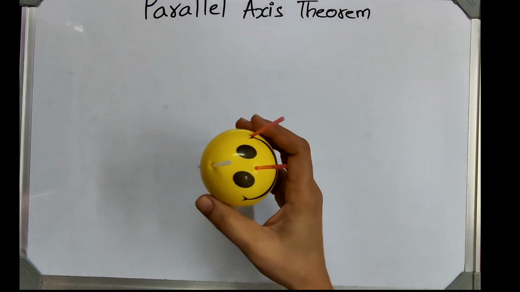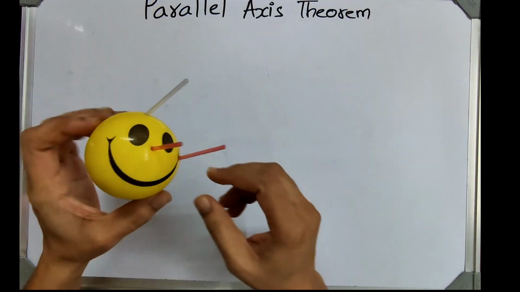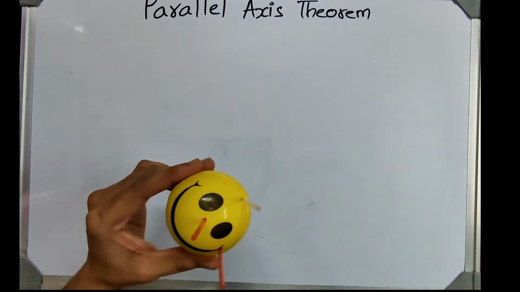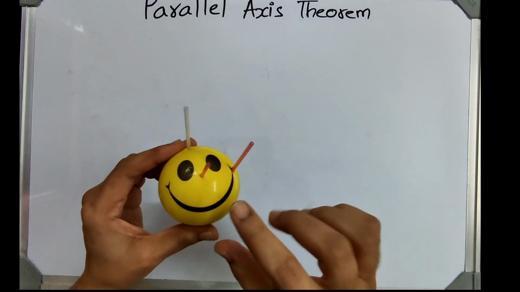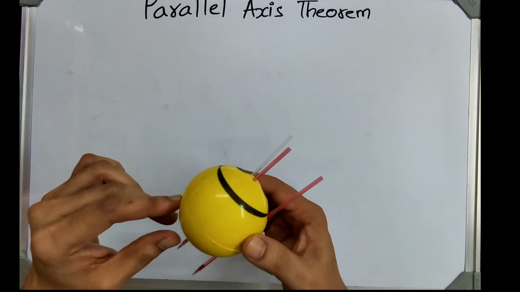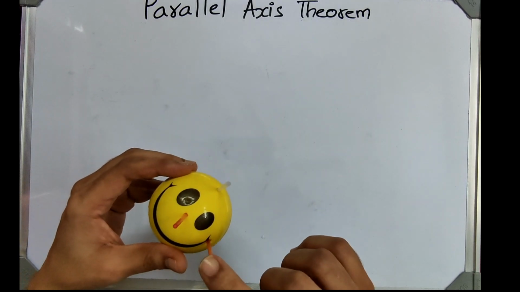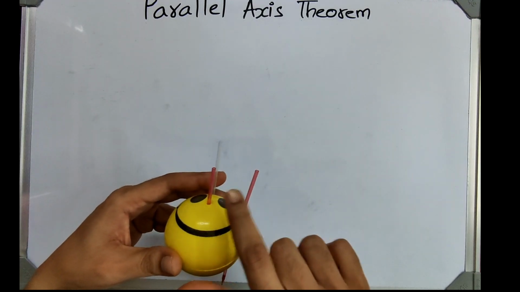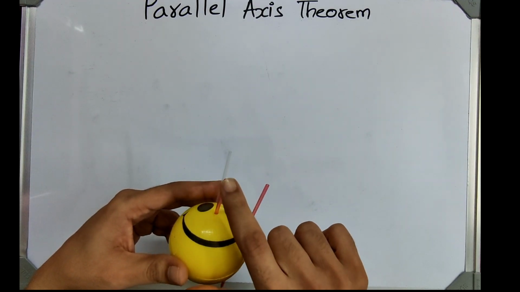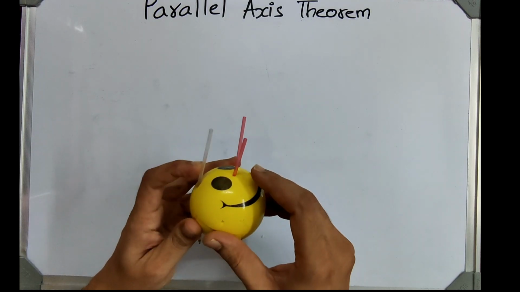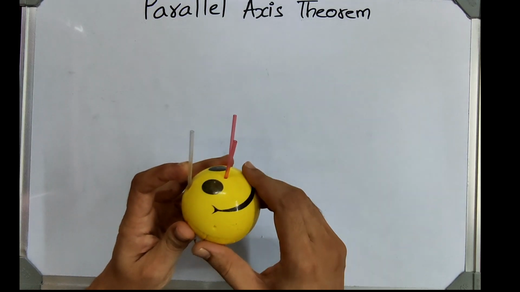Well, let's get started with a small experiment. Here is a solid object and I have fixed some axes on this. This is the axis that goes through the center of mass, mostly through the center of mass, and here are the axes that are parallel to this. This axis is parallel to the axis passing through the center of mass. This axis is also almost parallel to the center of mass.